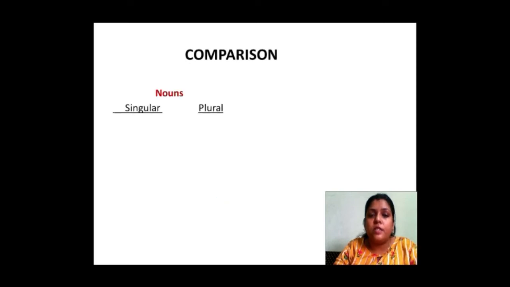When we change from singular to plural in nouns, what we do, we add s and make it plural. For example, car becomes cars. Girl becomes girls. Shoe becomes shoes. Tree becomes trees. Whereas in verbs, it's just the opposite.